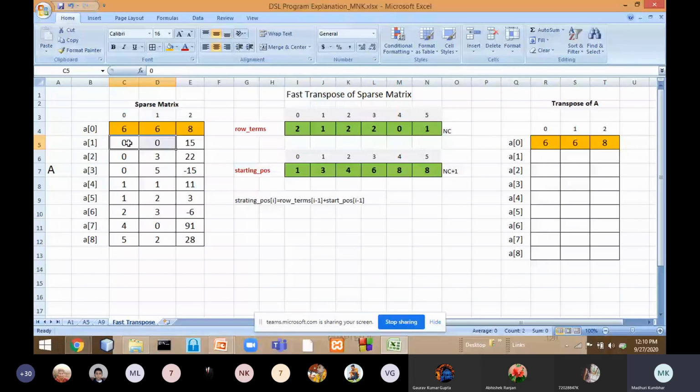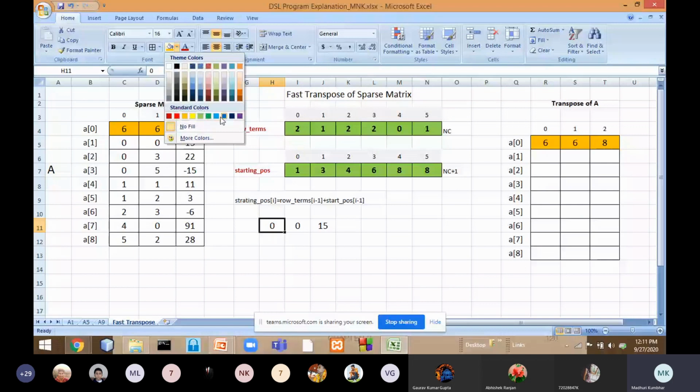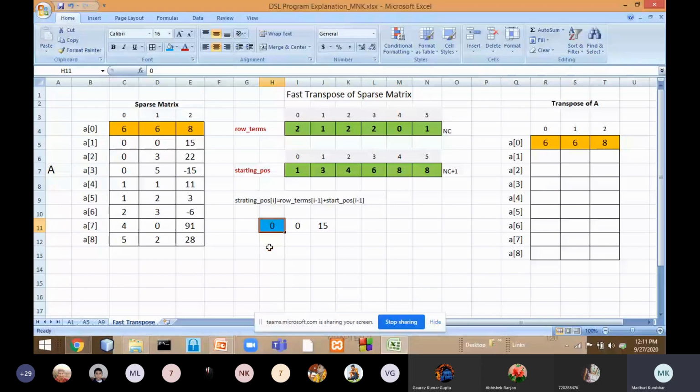0 0 15. So how do I have to store this in the transpose? We need to interchange. What will be the interchanged value? 0 0 15. Now what is this? This is at row 0. So I will put this 0 0 15. Since its row is 0, check here: in the starting position at the 0th row, what is the value given? 1. So I will copy this 0 0 15 at what index of the transpose? 1. Getting?